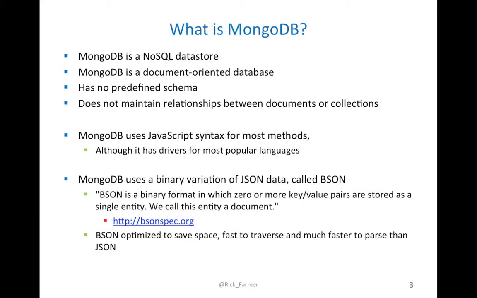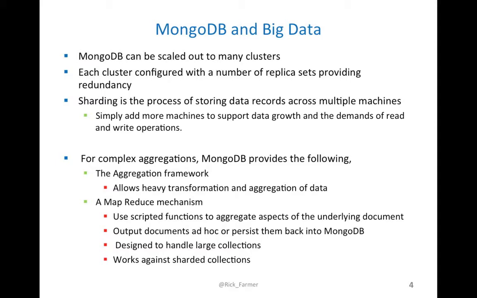MongoDB is a document-oriented database, has no predefined schema, therefore it does not maintain relationships between documents or collections. They're very independent items. Mongo uses JavaScript syntax, which is very popular, although it does have drivers for most other popular languages. It uses a binary version of JSON data, but from this aspect of the viewer, it's generally very similar to JSON, and you won't notice a difference.